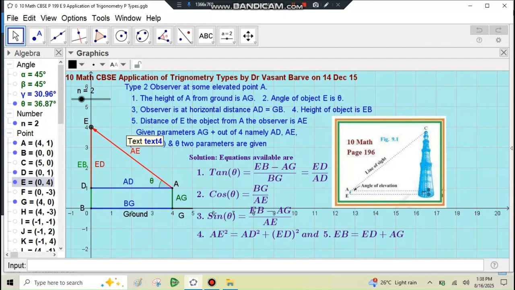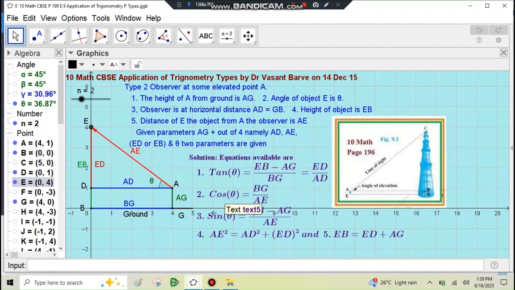Observer is at horizontal distance AD equal to GB. These two distances are equal. And you must know this distance to find out this height, or if you know the height, you can find this distance. Either way. So the observer is at distance AD equal to GB. Height of the object is EB. Distance of E, the object, from A, the observer. Given the parameters AG plus two out of four, namely AD and AE, you can find out ED and/or EB.